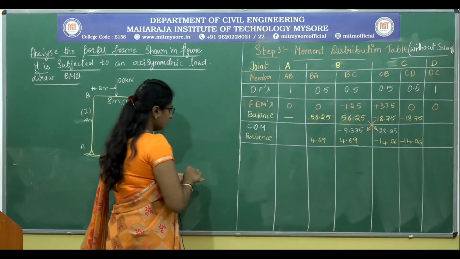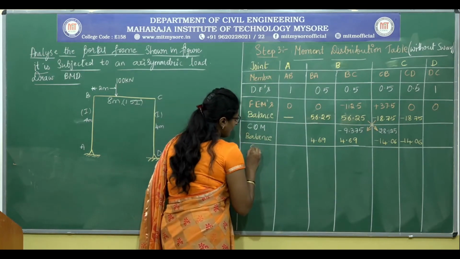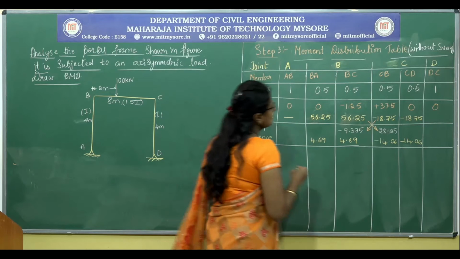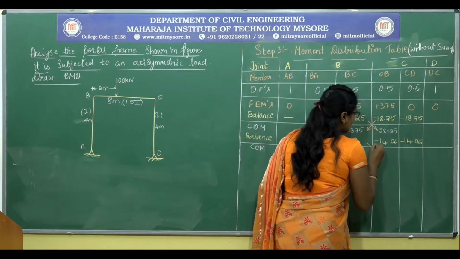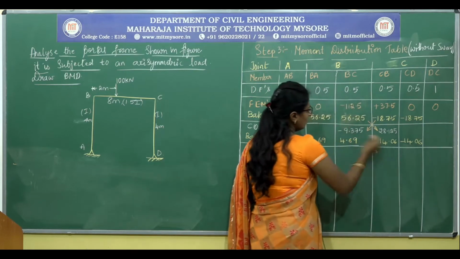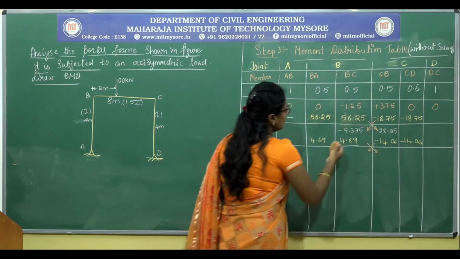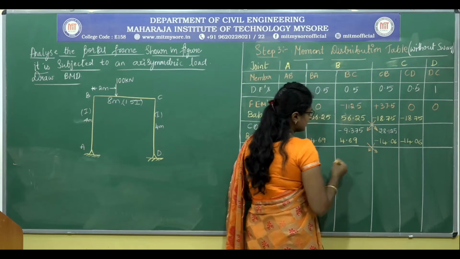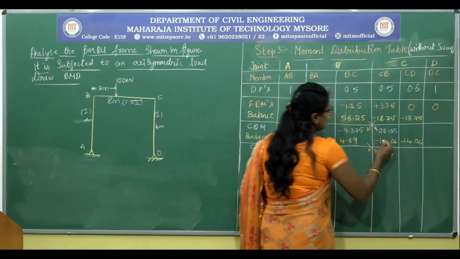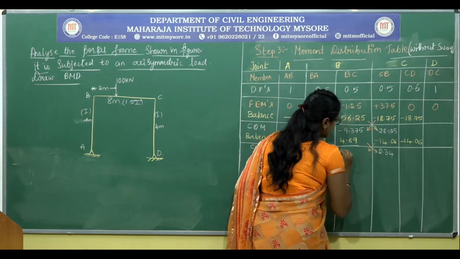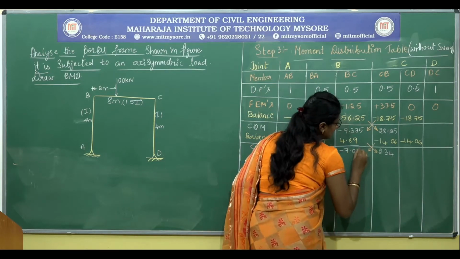Then carry over moment. Since it is done only between BC and CB we can directly do it only for these two. So, half of 4.69 is 2.34 and half of minus 14.06 is minus 7.03.